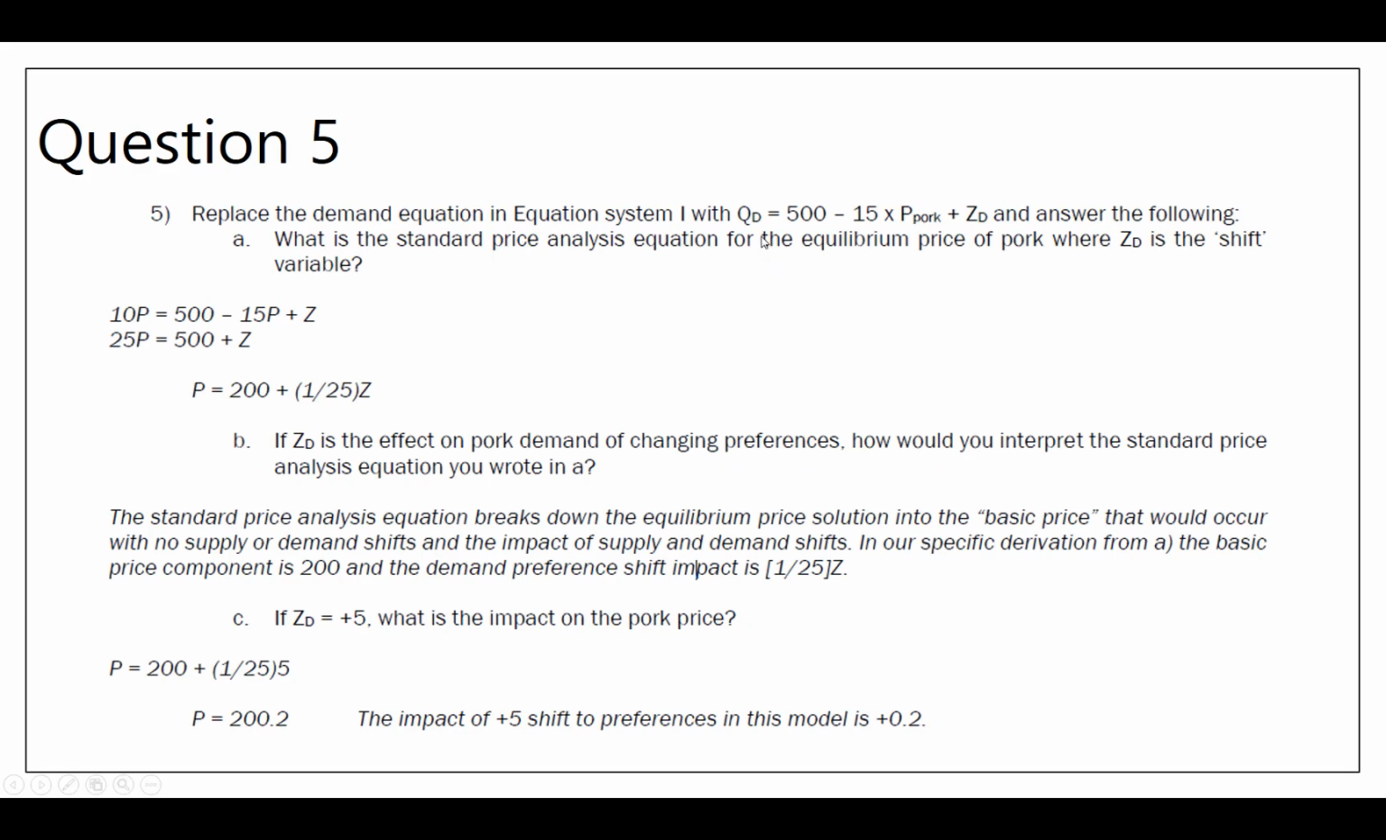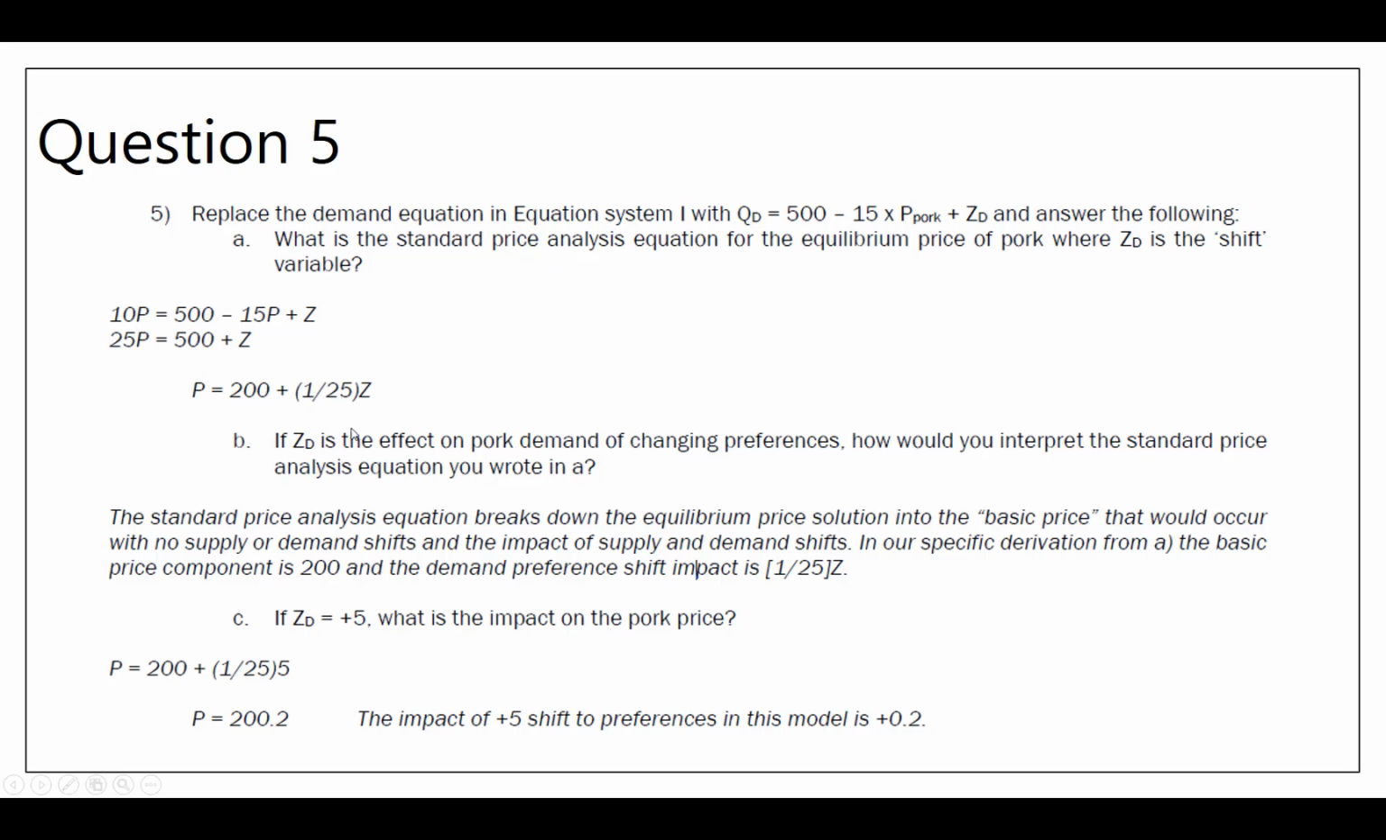Question 5 asks you to replace the demand equation with this one. It's the same up to here, but it has a shift variable in it now. Answer the following. What does the standard price analysis equation look like when you add the shift variable? Okay, so you just redo everything. Set the supply equation here, the new demand equation here, collect terms. You'll have 25P is equal to 500 plus Z, and then you get this price equation. So price is equal to 200 plus 1 over 25 times Z.